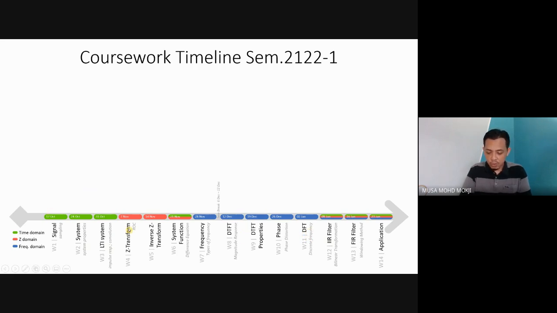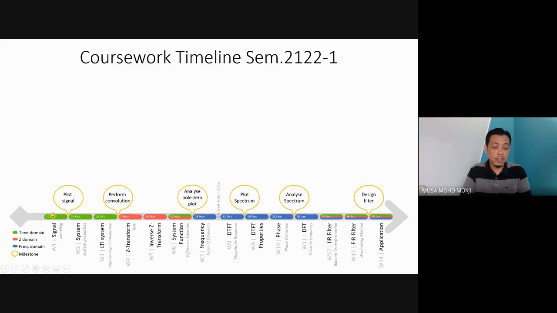Those are the planning, and this is what we call milestones. You should achieve these things. After this week, you are supposed to know how to plot signals. Then at some weeks, you will know how to perform convolution. Until the last one, you should be able to design a discrete filter.